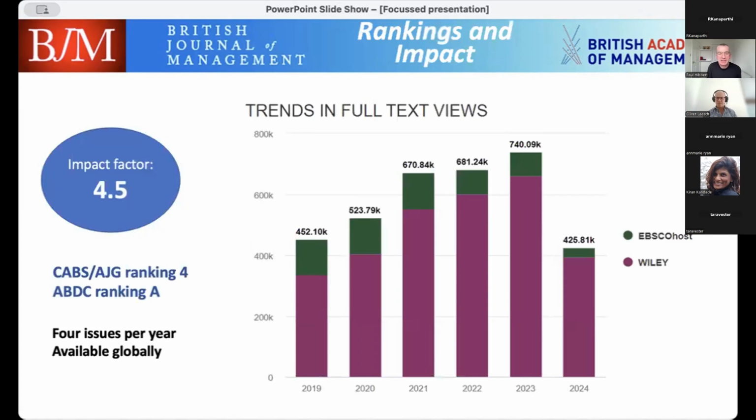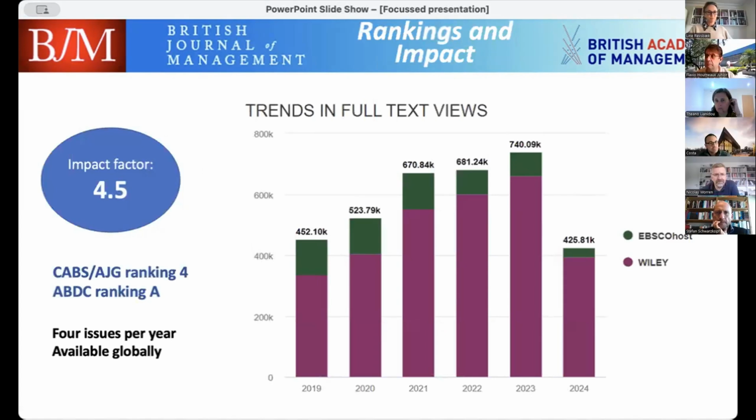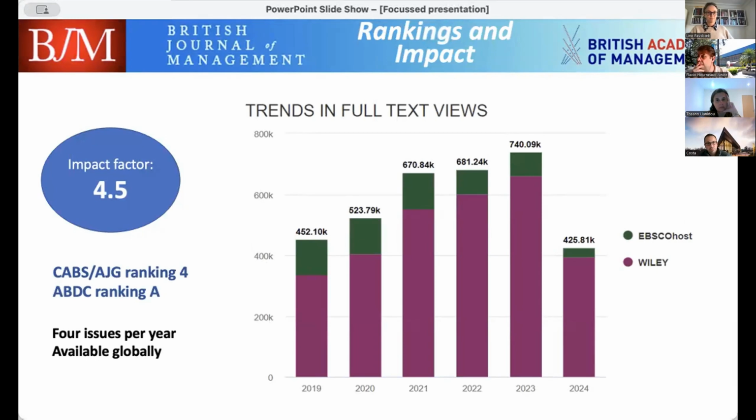Okay, so about the basic standing of the journal, it's a highly rated four journal on the CABS ranking, ABDC ranking A, impact factor 4.5. Impact factors have moved around a lot over the last few years. As you know, the Clarivate methodology is settled, but BJM this year went up in its relative position in the ranking. So although the impact factor goes down, its relative position is up and it remains a Q1 journal.